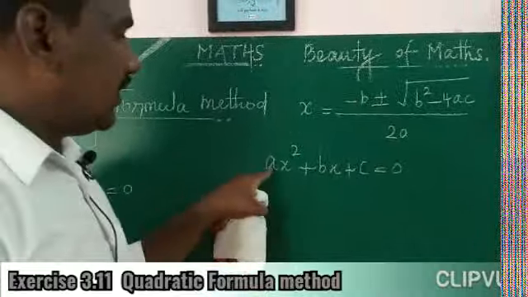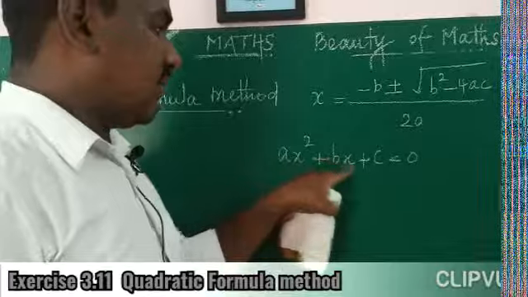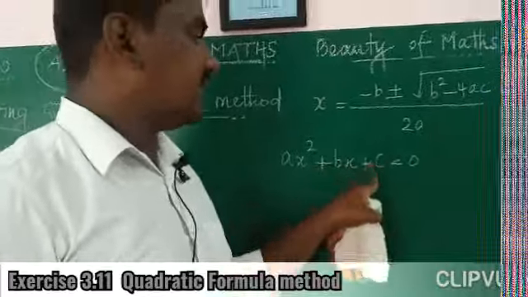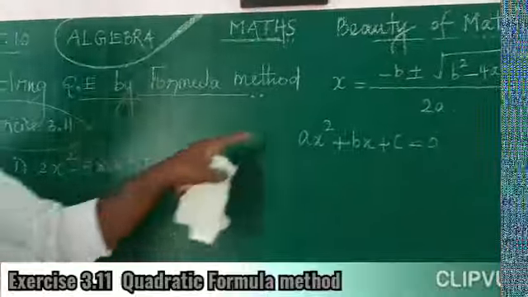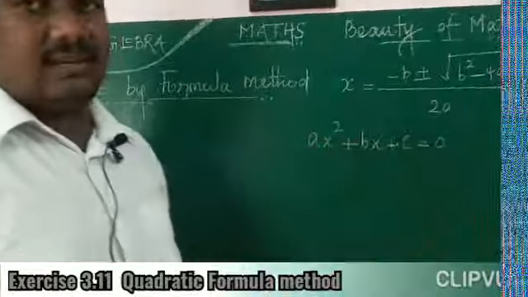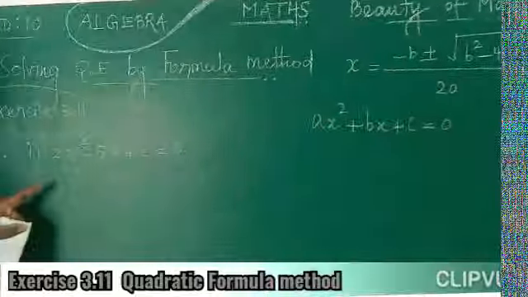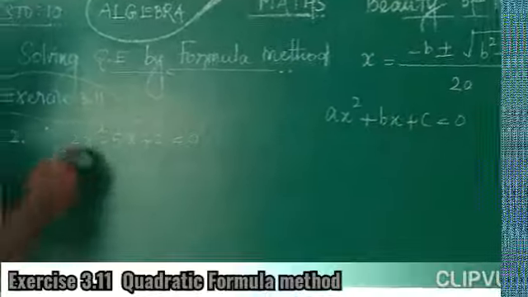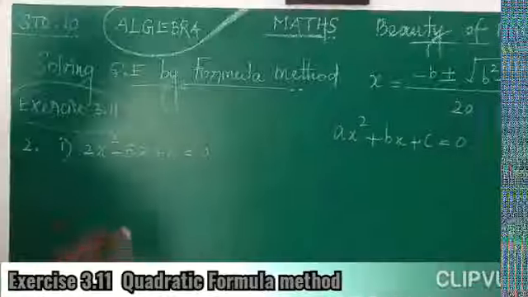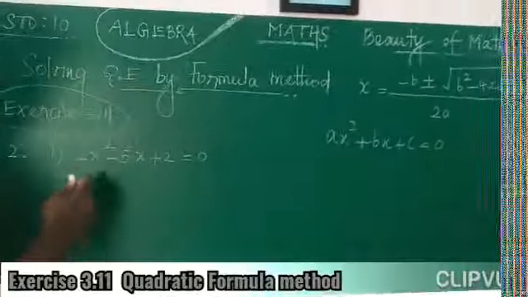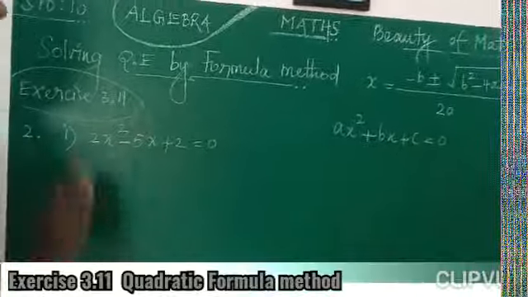Okay. So what is a? This is the coefficient of x square, b is the coefficient of x, and c is the constant term. Let us find the values of a, b and c. Let's move on to the problem. The problem is 2x square minus 5x plus 2 is equal to 0. First we verify whether it is in the standard form ax square plus bx plus c equal to 0 or not.